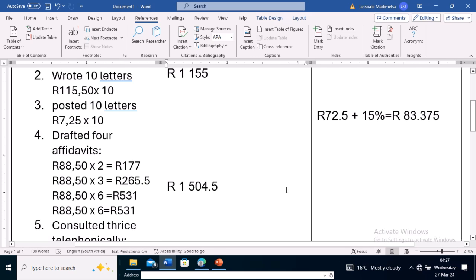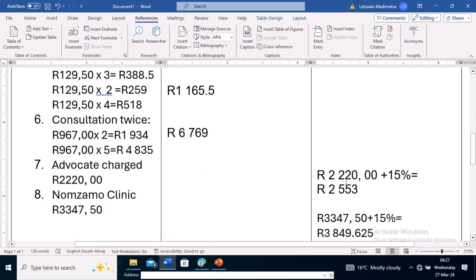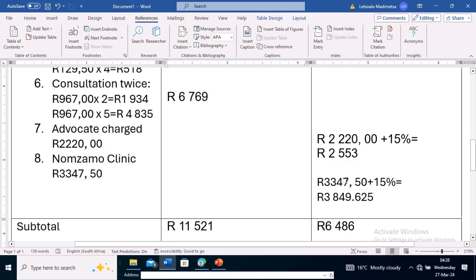And then we go to the expenses. The expenses is 83 rand 375 cents, plus 2,553 plus 3,849 rands 625 cents. Then in total it gives us how much? 6,486. Then we are done.